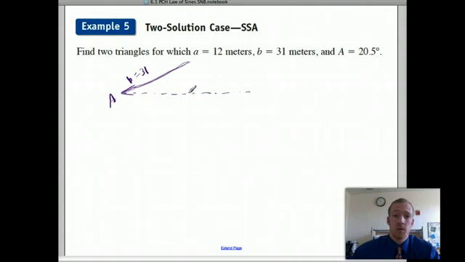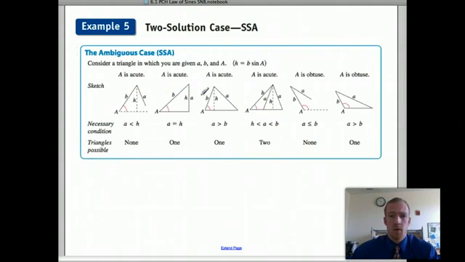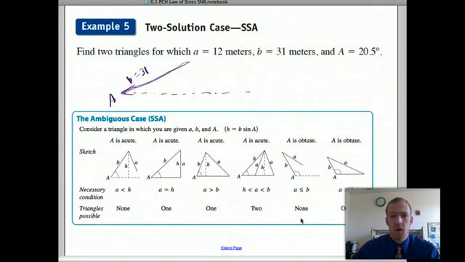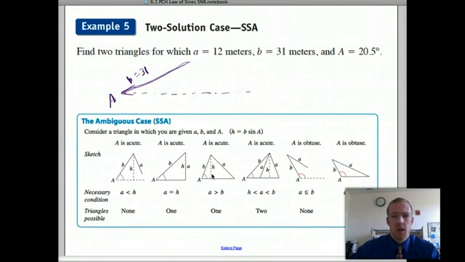Well, it looks like A might be able to reach. Now, if 12 is too short, there'd be no solution. If it's exactly the height, we're just going to have a right triangle. And if it's longer, it's either going to be an acute angle or an obtuse angle. So if we look at this, I want that to come down here, we need to know what the height is to know about how many solutions we're going to have.